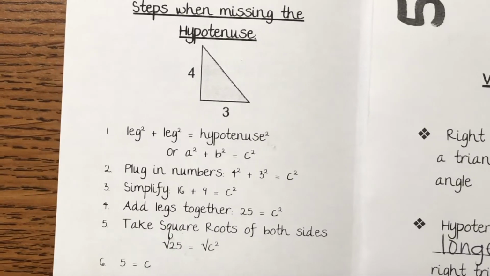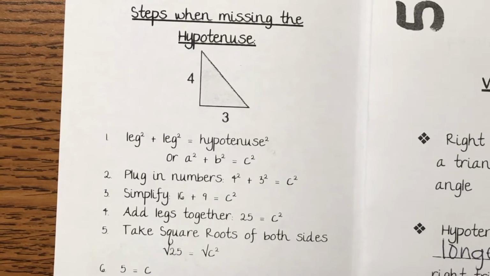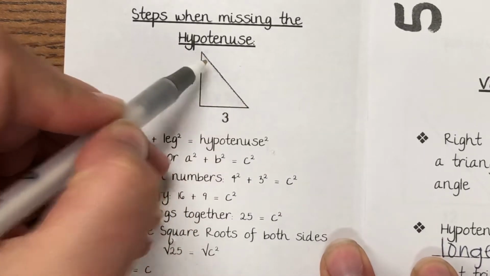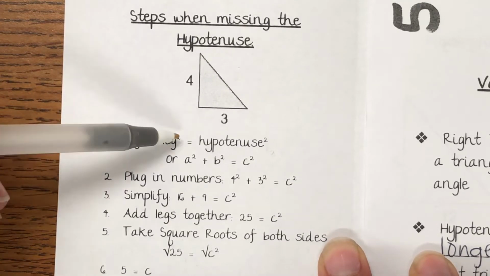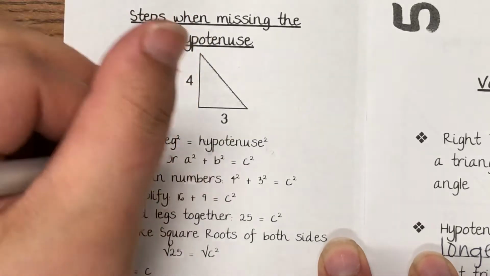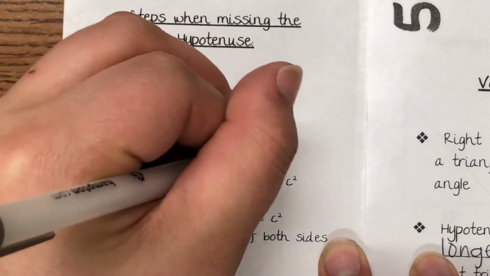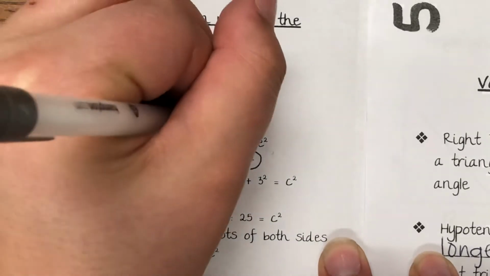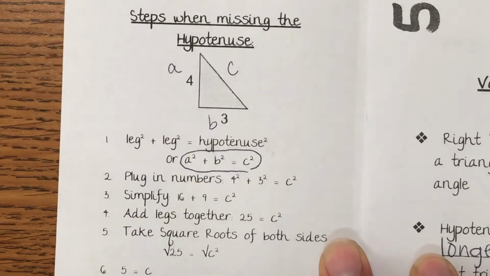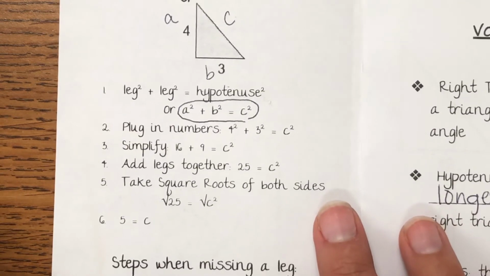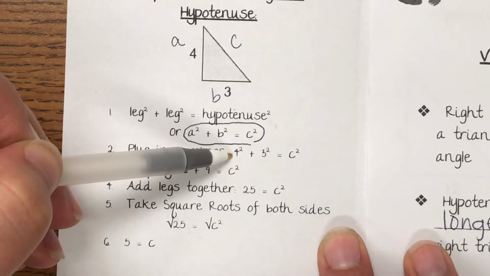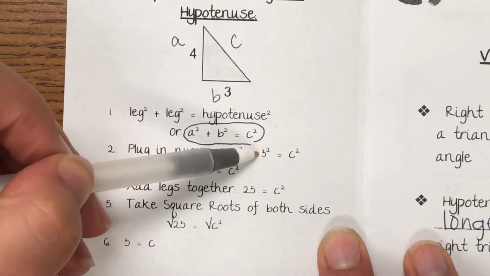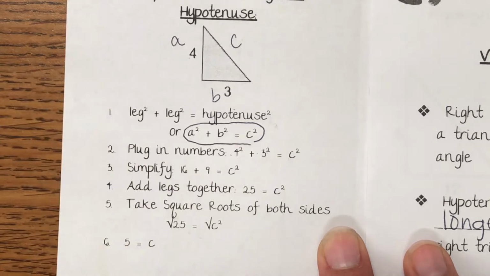Okay, so right here, steps when I'm missing the hypotenuse, when I'm missing this long side right here, okay? We are going to follow these steps here. I'm going to do leg squared plus leg squared equals hypotenuse squared, which is the same thing as a squared plus b squared equals c squared, right? I'm going to label my parts. I have A, B, and C, so I know which one goes to which. I plug in the numbers for my value. So I know that A is 4, so I plugged in 4 for A. I know that my B is 3, so I plugged in 3 for B. I don't know my C, so I'm going to leave that there.